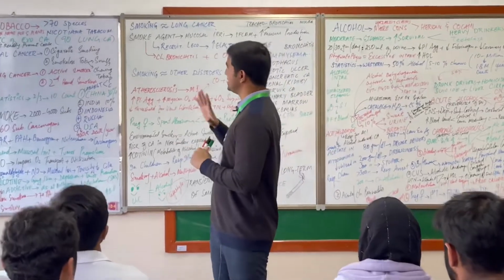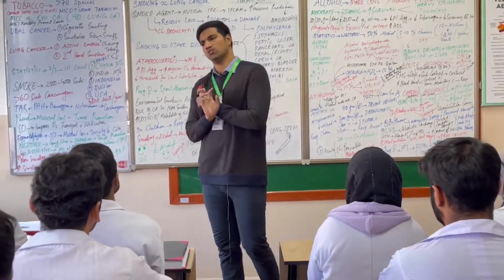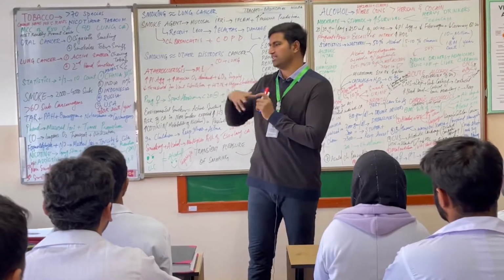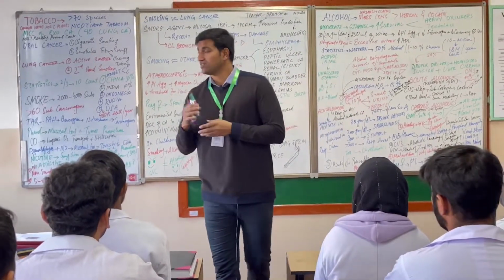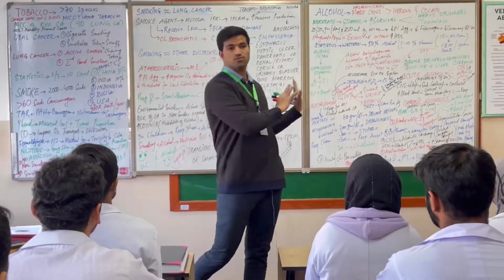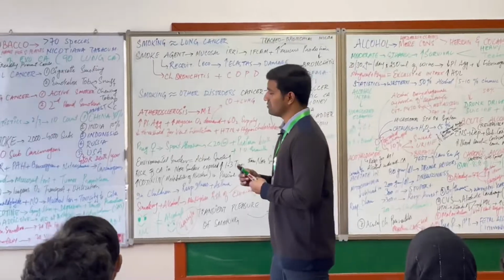Today we have discussed in detail two things. First of all, smoking and alcohol. These two things are nowadays spreading very rapidly, especially among the youth. So beware. First of all, we have talked about tobacco, in which we have talked about cigarette smoking. Then we have discussed alcohol, chronic and acute. So let's start from the very beginning.